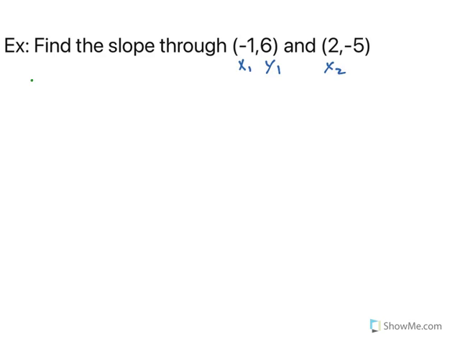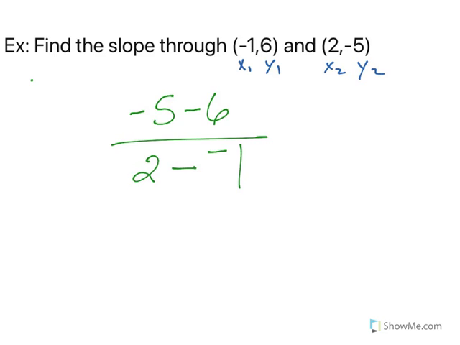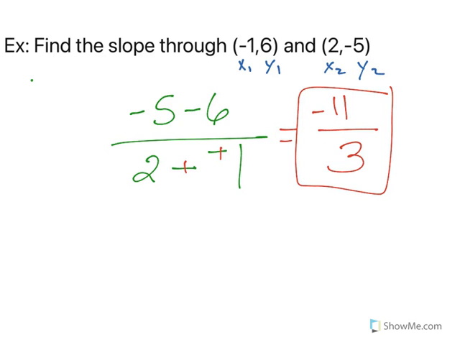Okay, last one. x1, y1, x2, y2. So I have -5 minus 6 over 2 minus -1. -5 minus 6 is -11. 2 negatives is a positive, and my slope is -11/3.